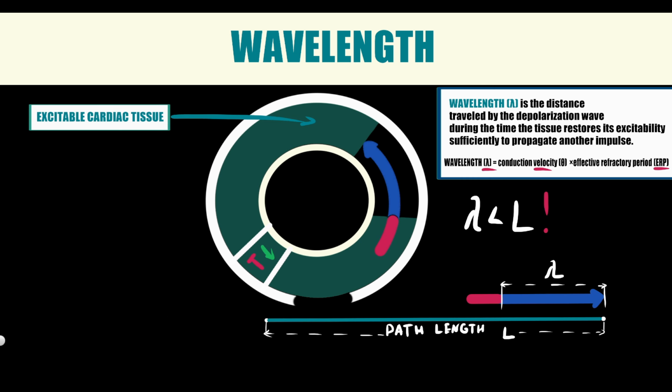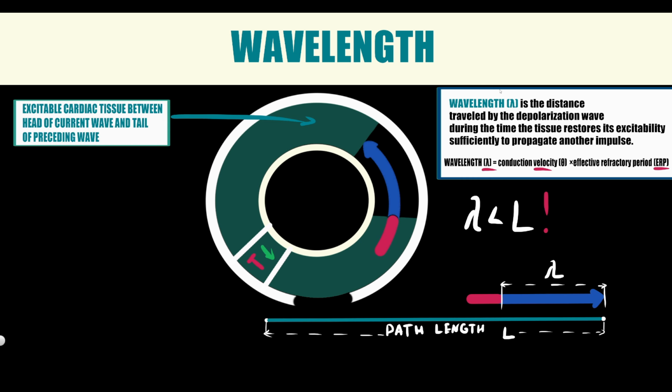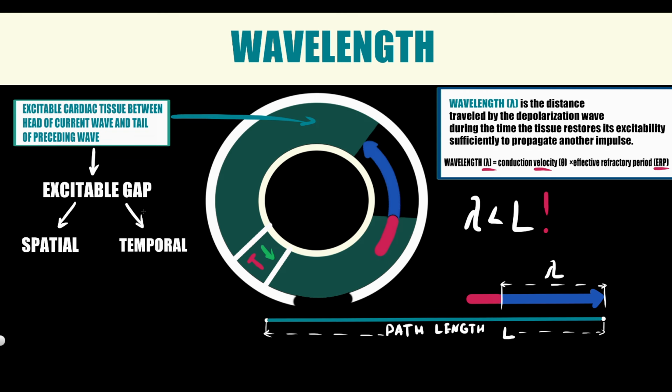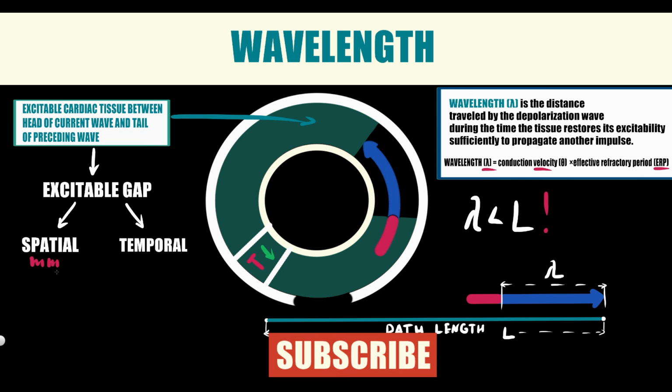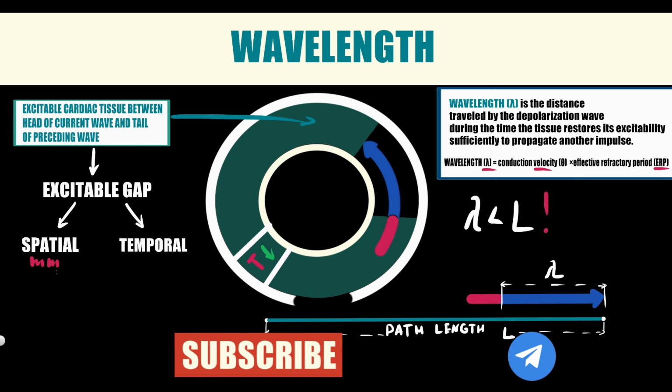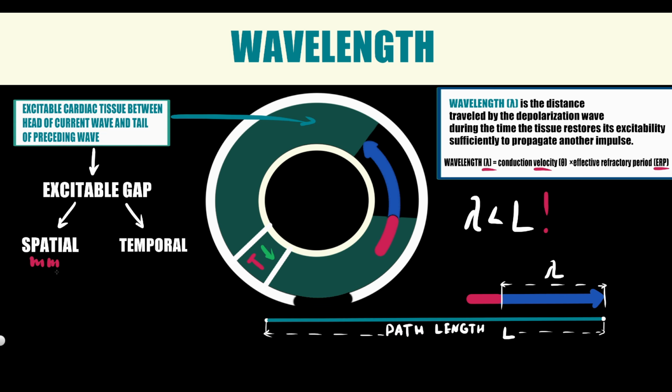If the wavelength is smaller than the path length, there is an excitable tissue between the head of current wave and the tail of preceding wave. This excitable part of the circle is called excitable gap. Excitable gap can be spatial and temporal. Excitable region of the circuit forms a spatial excitable gap that is measured in millimeters. But in clinical study, temporal excitable gap is usually used. Temporal excitable gap is a time interval between the head of activation of the impulse and tail of refractoriness of previous impulse. That is measured in milliseconds.